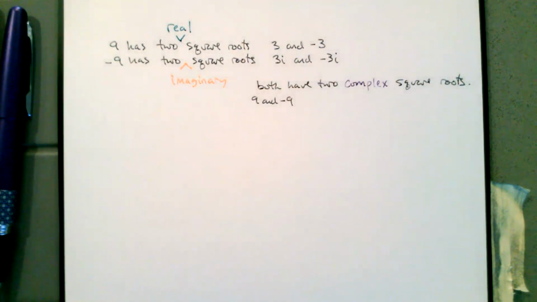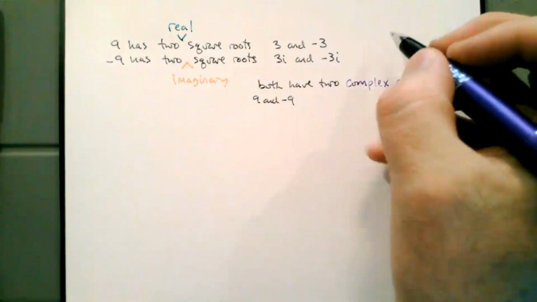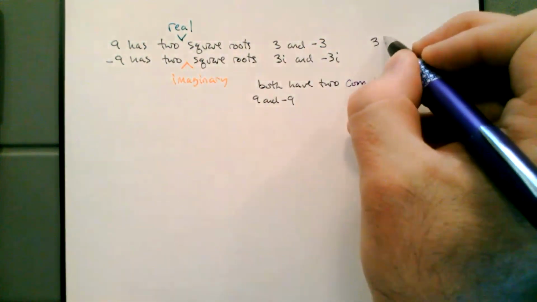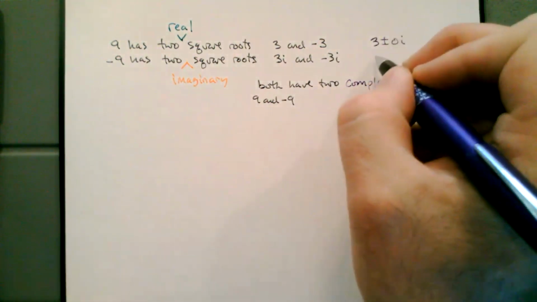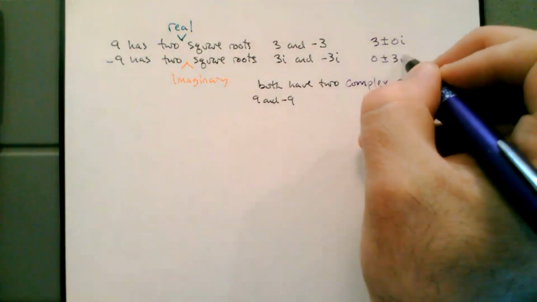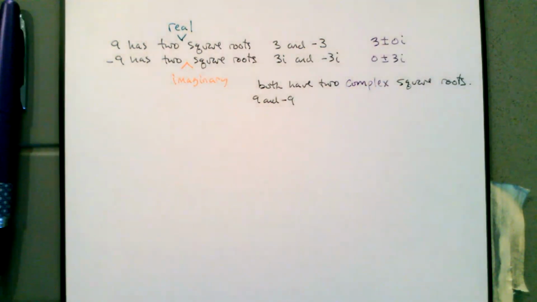All real numbers are also complex numbers. All imaginary numbers are also complex numbers. Real numbers have an imaginary part of 0. Imaginary numbers have a real part of 0. This is because all numbers have two complex square roots.